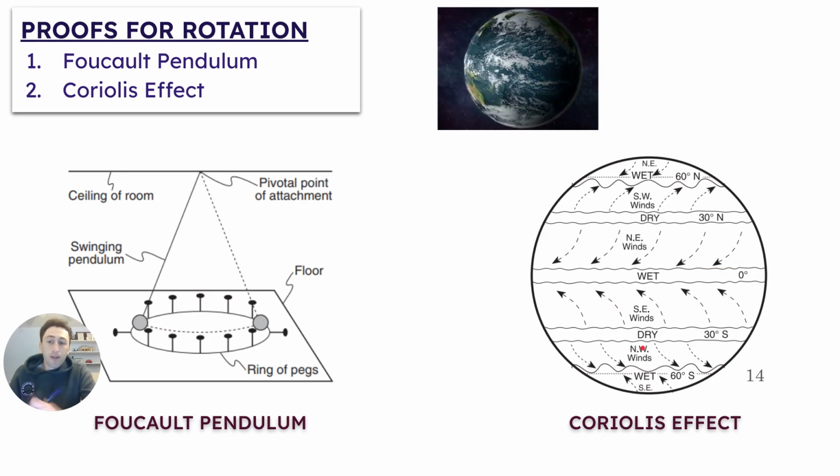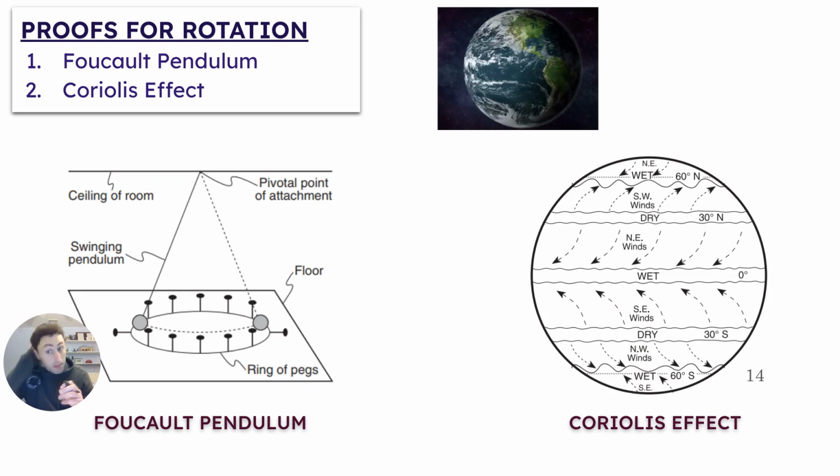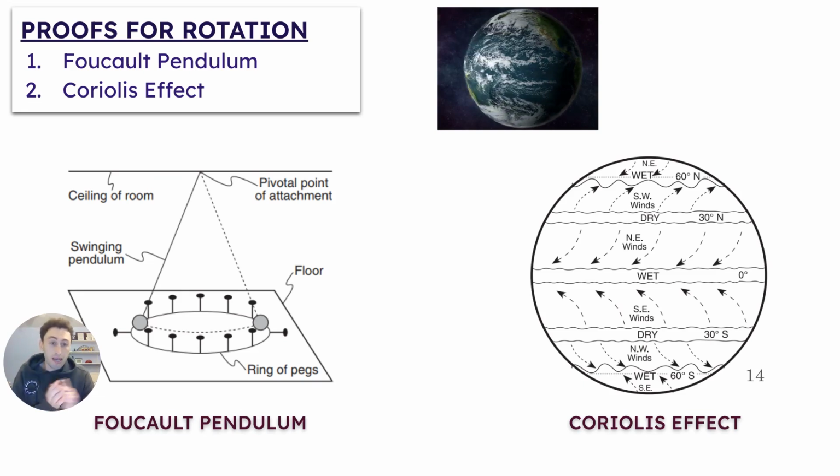If you were on a merry-go-round and you threw a ball to someone on the other side of the merry-go-round, the ball would curve. It wouldn't go in a straight line since the merry-go-round is moving. So we see that the winds curve on Earth. It must mean that the Earth is rotating on its axis. So those are two proofs for rotation.